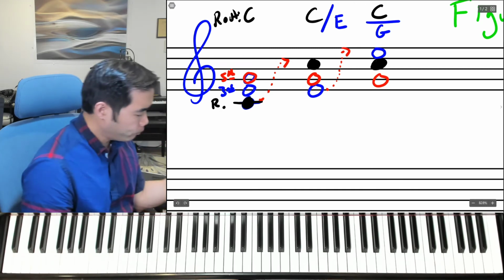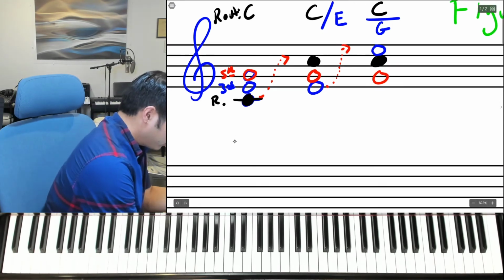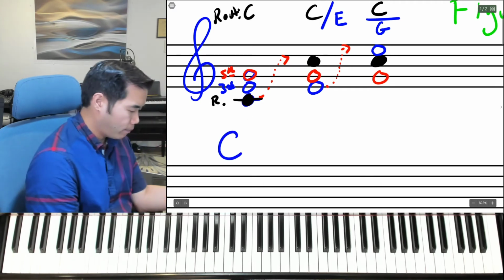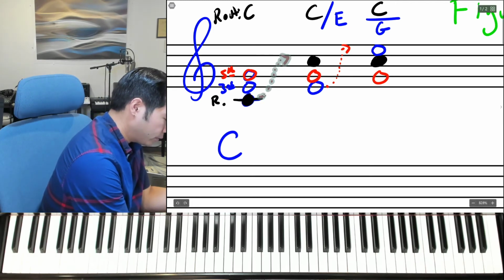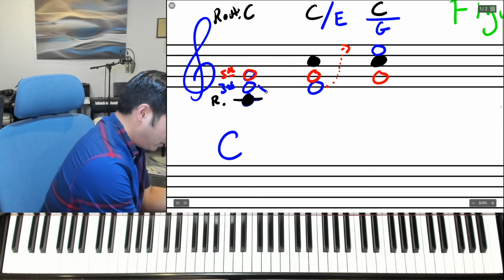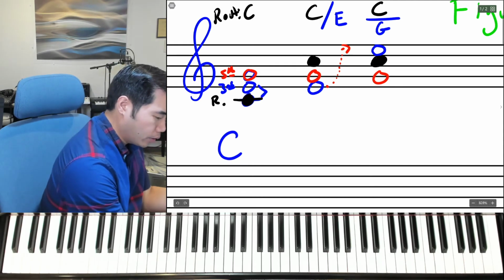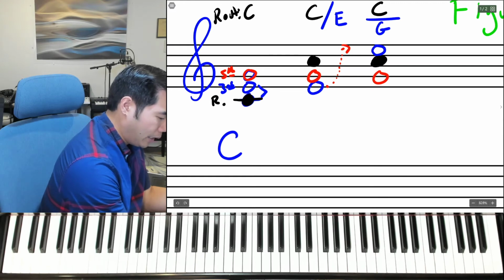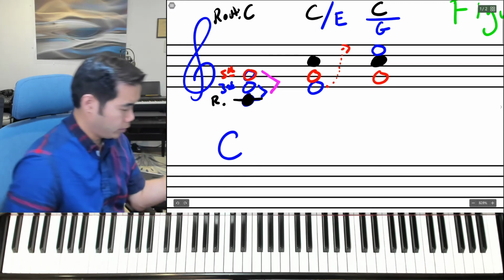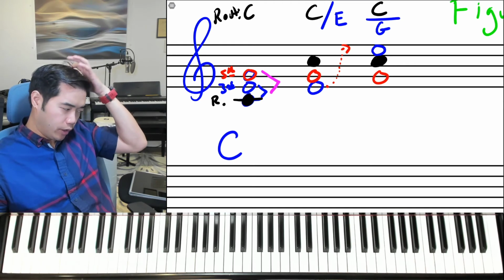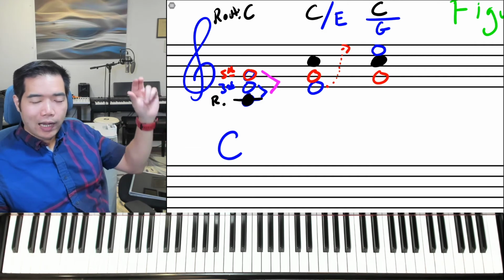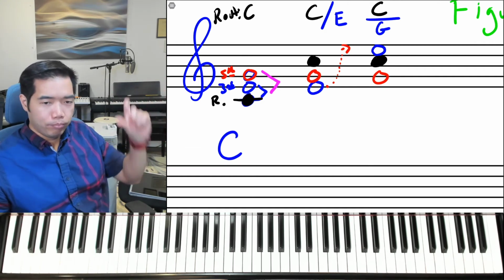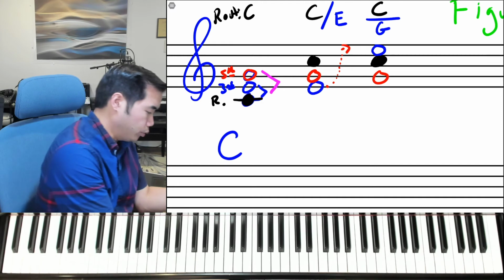So now let's say that my root here is C, but this time I want to analyze this by comparing the intervals between the third and the root, or the third and the bass note, and then the next highest interval, the fifth and the root. So in figured bass, we're always comparing the intervals of higher notes to the bass note, not the root.